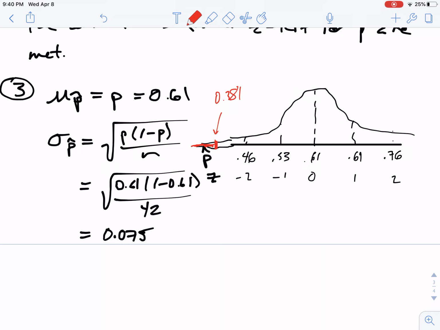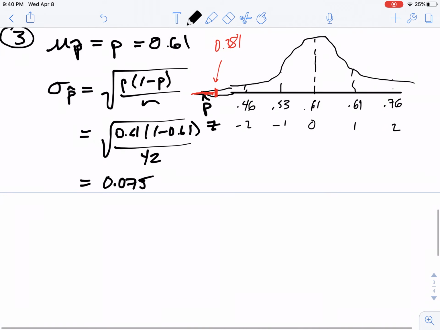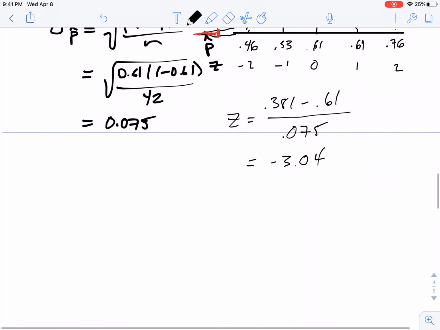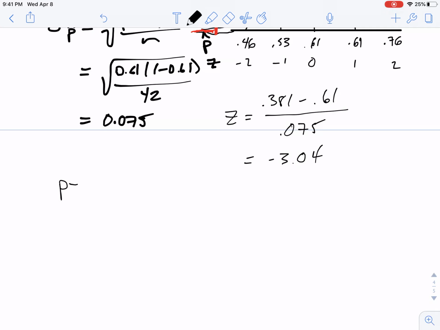Okay, so then I have my picture set up. Next thing I'm going to do is calculate a z-score. So the z-score is going to be my p hat value minus my population proportion, so the mean of my sampling distribution, and then I'm going to divide by my standard error. And if I do that, I get a z-score of about -3.04. Right, and that matches my picture here. It's about 3 standard deviations to the left of the mean. Okay, and then my last bit of step 3 now is to calculate a p-value.